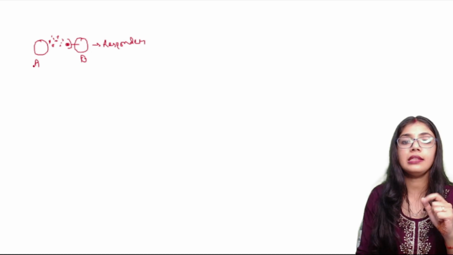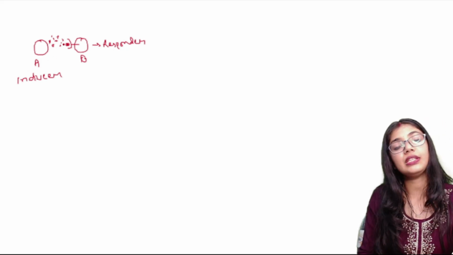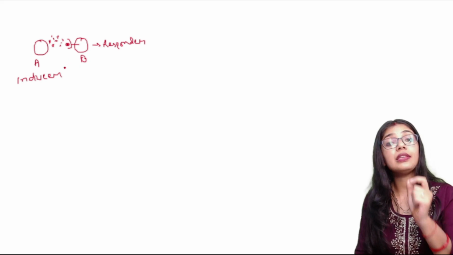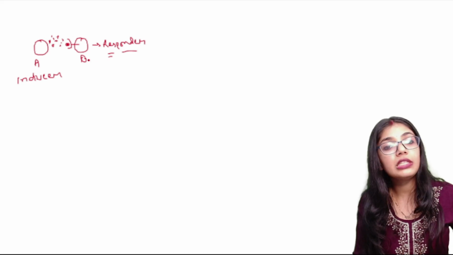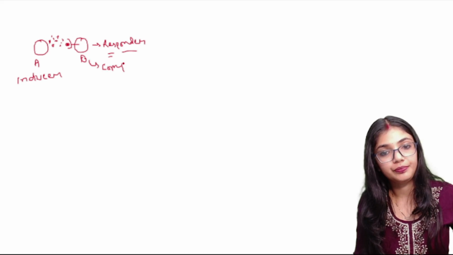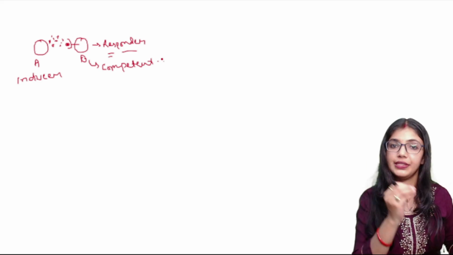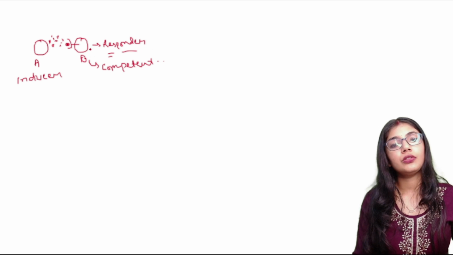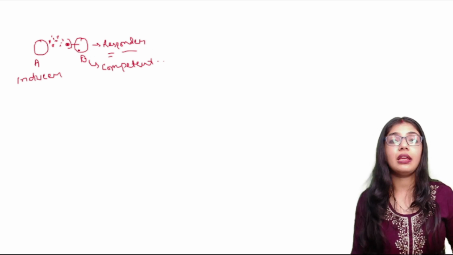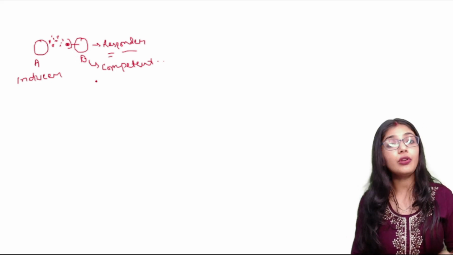In this case, cell A is known as the inducer, which is inducing cell B, and as cell B responds to the signal, it is known as the responder. Now cell B is competent. What do we mean by competent? Competent means having the ability to receive a signal and respond to it. So this responder, cell B, can now receive some other signal and respond to it as well.